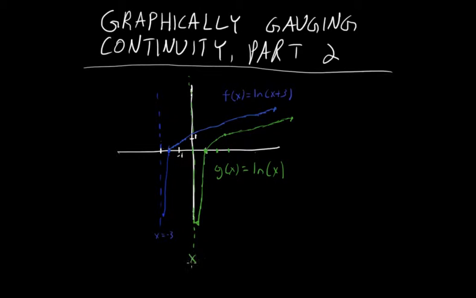So the vertical asymptote in ln of x is x equals 0. In ln of (x plus 3), it's x equals -3. ln of x is going to be passing through the point (1, 0), while ln of (x plus 3) passes through (-2, 0). ln of x is going to pass through the point (e, 1). e is approximately 2.718. So you'd expect ln of (x plus 3) to pass through (e minus 3, 1). e minus 3 is going to be about 2.718 minus 3.